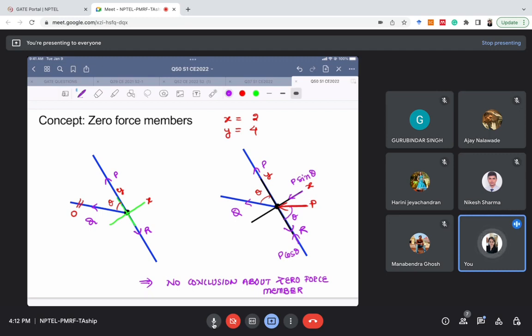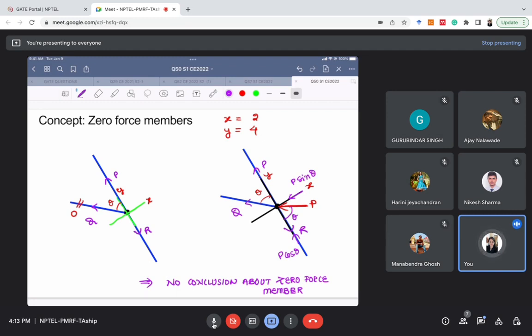Okay, so for a zero force member, there should be only one force in a particular direction, then only can we conclude anything about a zero force member. Okay, so you have seen all the cases. Is there any doubt till now?